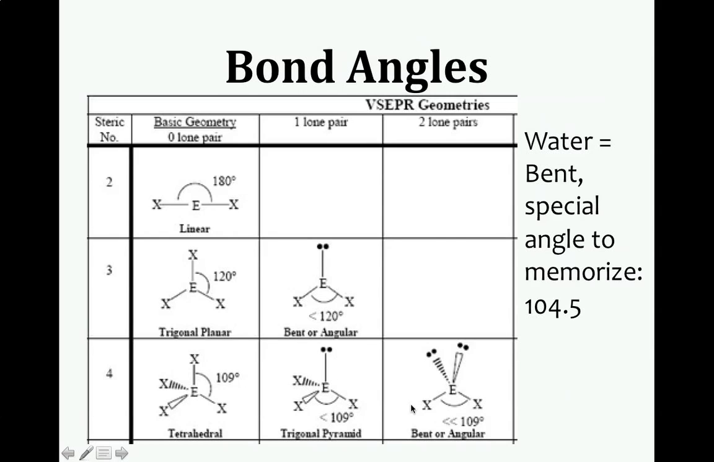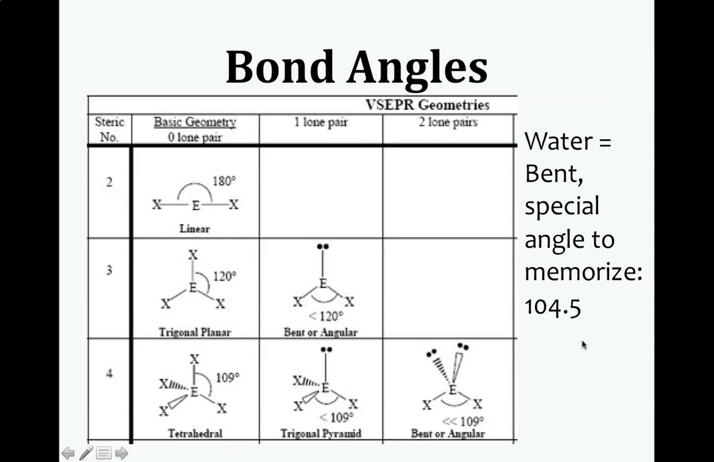And then finally, the 4 electron clouds but only 2 of them being bonds, like water, it's going to be much less than 109.5, because those two electron clouds are going to be pushing that together even more. And water is a bent shape, but it's a special one because those hydrogens are so small. They're sharing 2 electrons. There's nothing else around them. So their angle is actually one of the smallest that we're going to get, 104.5. So you can think of the regular bent or angular being somewhere between 109 and 104.5. So that's going to be my smallest one generally.